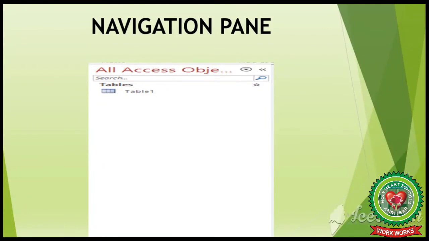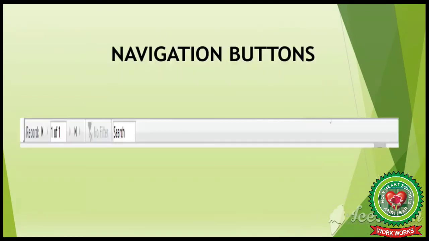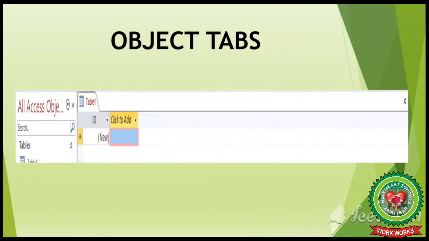Next component is navigation pane. This pane is present on the left side of the Access window. It displays the names of objects used in the database such as tables, forms, reports, etc. Next component is navigation buttons. As the name suggests, it helps in navigating through the records. The navigation buttons display the current record number in an object.